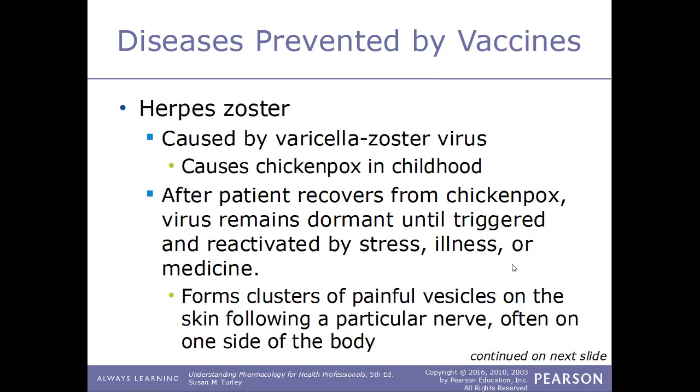Herpes zoster is caused by the varicella zoster virus, and it's the virus that causes chickenpox in childhood. Now, after a patient recovers from chickenpox, the virus will remain dormant until triggered and reactivated by stress, illness, or medicines. And when it does get reactivated, it will form clusters of painful vesicles on the skin that follow the pathways of peripheral nerves. And at this point, this is called shingles.